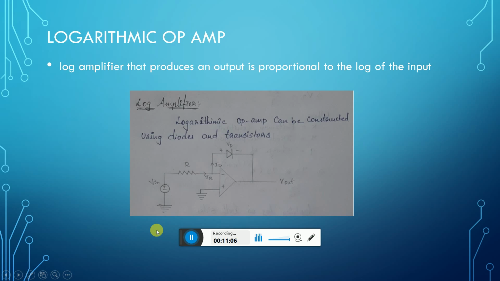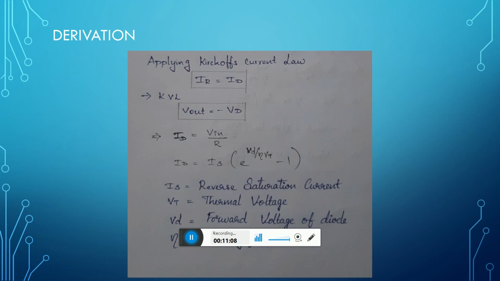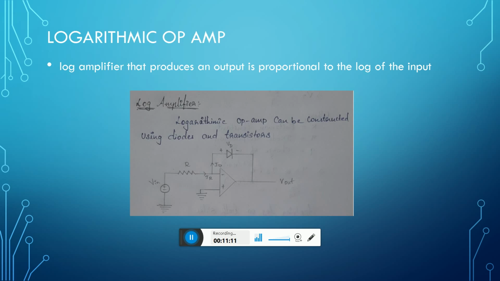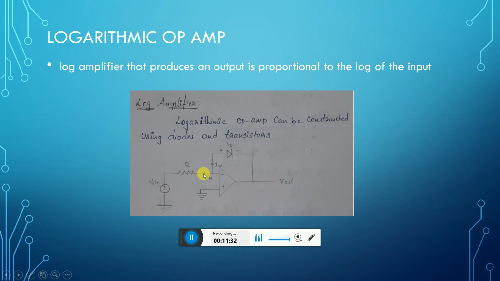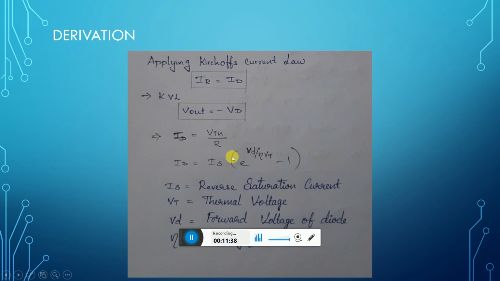In the same way, we can construct logarithmic and anti-logarithmic amplifiers. Logarithmic and anti-logarithmic amplifiers can be constructed using diodes and transistors. Now we see the log amplifier using a diode. For the derivation, the current IR entering the resistor R1 is equal to ID. As seen in the diagram, the IR entering the resistor R1 will be the same as the ID entering the diode, and V out is nothing but minus the voltage of the diode.